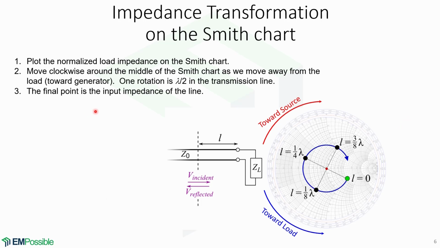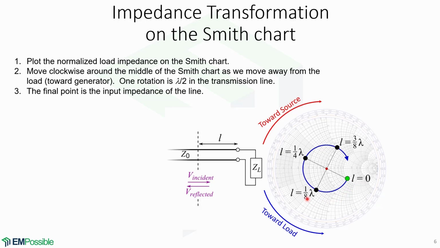Now, these are the steps to do impedance transformation calculations on the Smith chart. The first step is to plot the normalized load impedance on the Smith chart. The second step is to move clockwise around the middle of the Smith chart as we move away from the load and towards the generator or source.